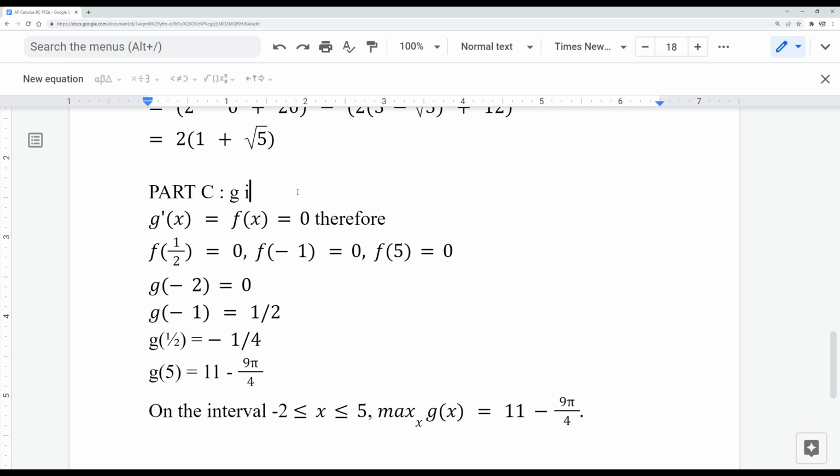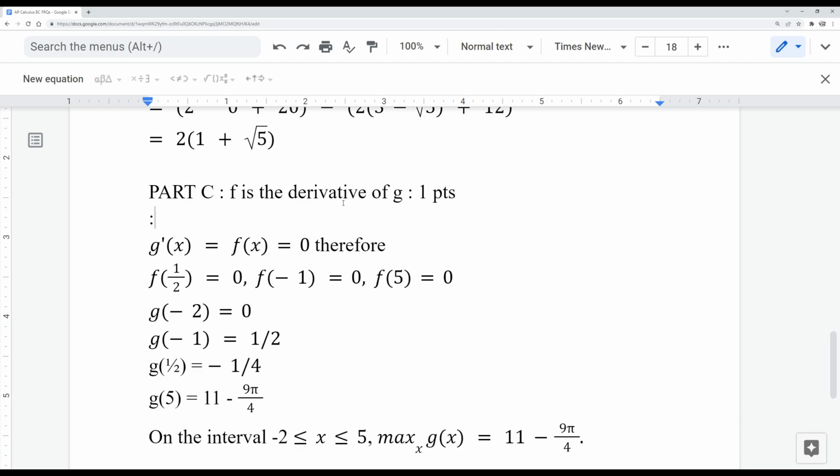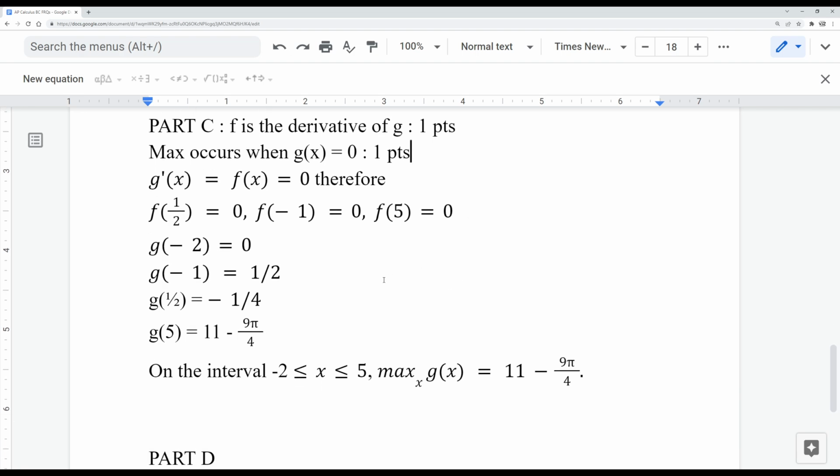Basically, f is the derivative of g. That is 1 point. And critical points: max occurs when g of x equals 0. That's 1 point because, again, the derivative, right? That's when it kind of stops growing. And finally, the third point, obviously, is this answer. So 1 point.